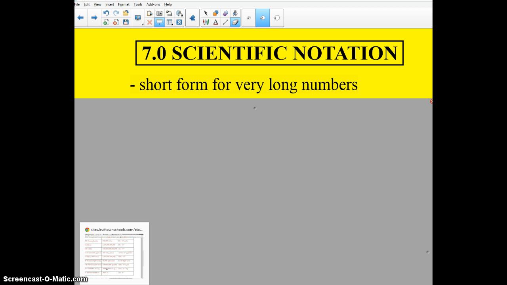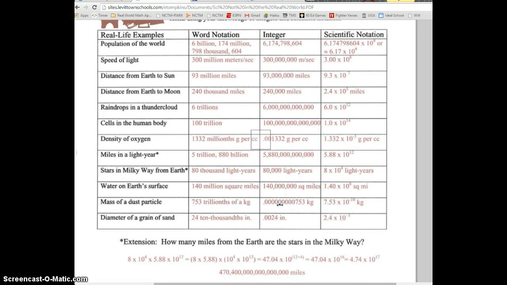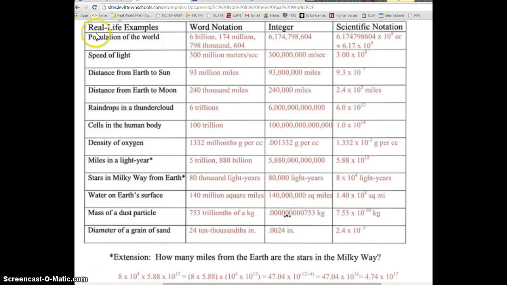What I mean by that is that if you look on this website, it has a lot of crazy real-life examples like the population of the world, the speed of light, the distance from Earth to the sun. It takes these numbers in this column, which I would call standard notation, and takes things like the cells in a human body, which is 100 trillion cells, and rewrites it as 1.0 times 10 to the 14.